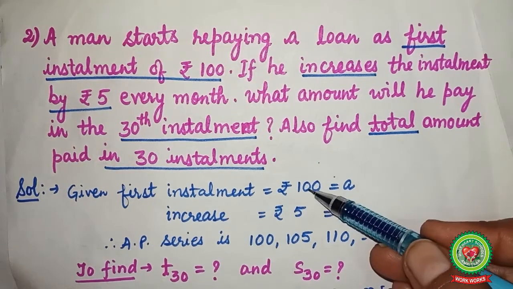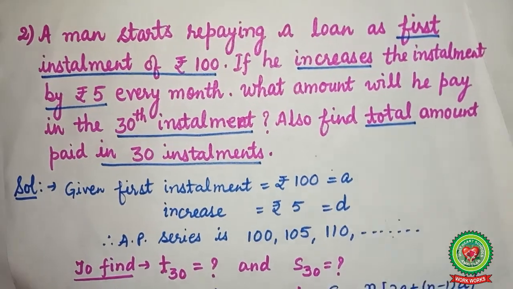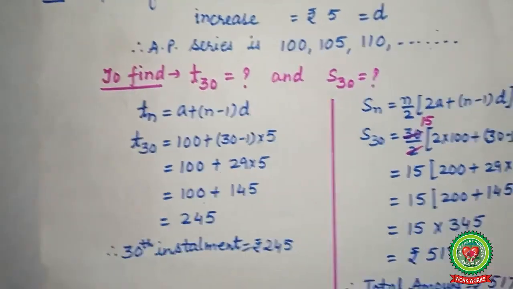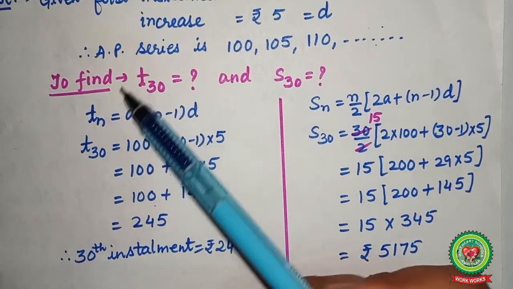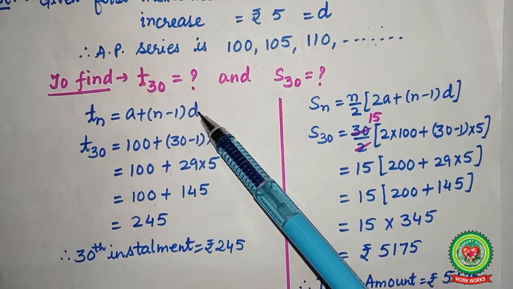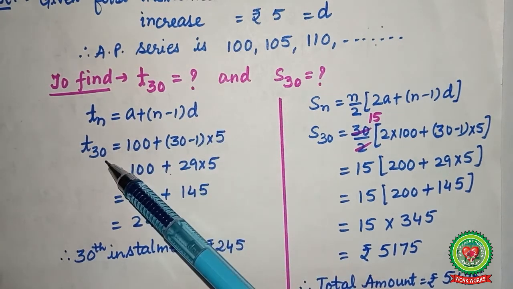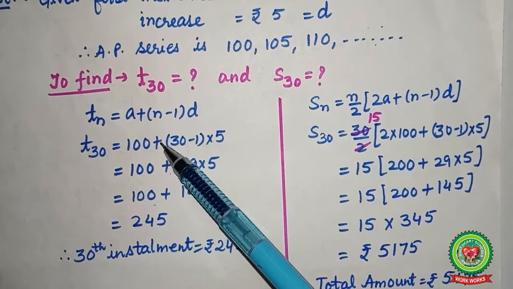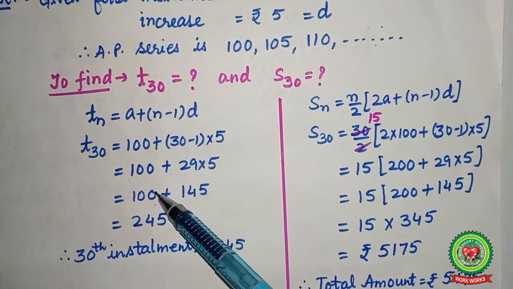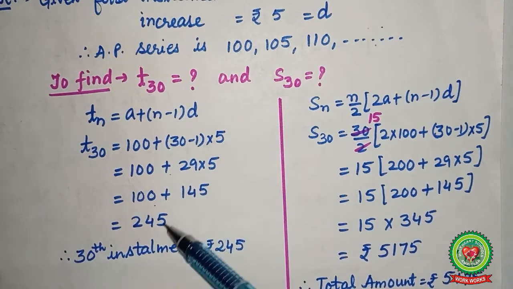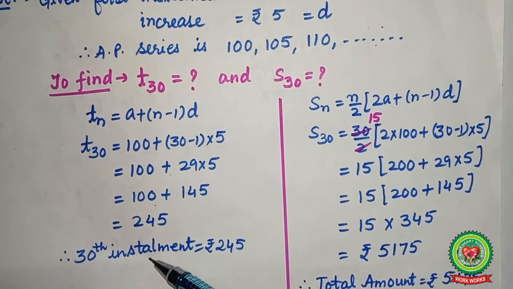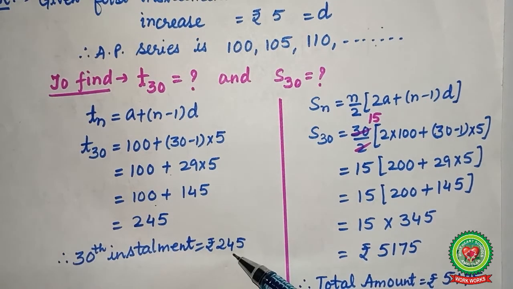As the first installment, A is 100, increase that is D is 5. Series we got. Now for the 30th term we will apply the formula directly. The formula is Tn is equal to A plus (N minus 1)D. Put the values. T30 is equal to 100 plus (30 minus 1), that is 29, into 5. So 100 plus 145, the answer is coming out to be 245. So the 30th installment will be rupees 245.